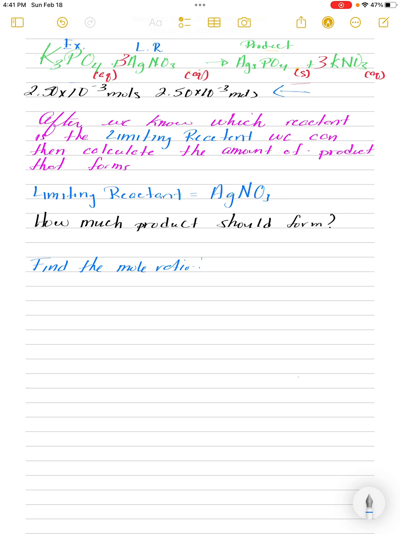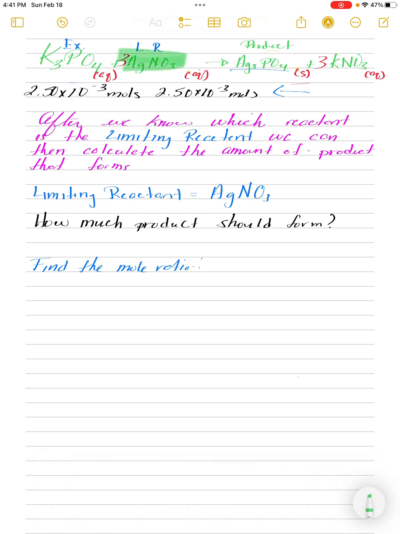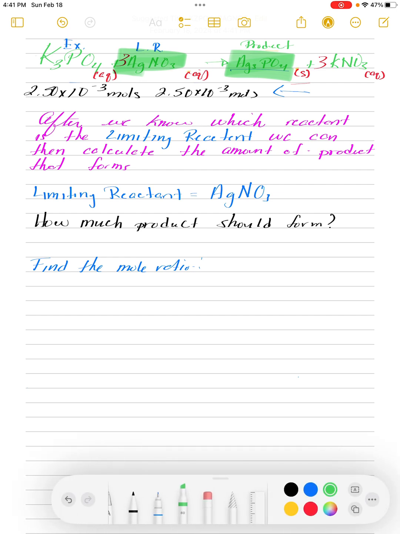So the one that's going to dictate how much product is formed is going to be the silver nitrate. Now what we have to do is take that limiting reactant and create a mole ratio to whichever product we want to determine. In this case, I want to figure out how much silver phosphate is formed, which is this guy right here. So I'm going to create a mole ratio from my silver nitrate to my silver phosphate. That's going to be my mole ratio. So let's go ahead and set that up.